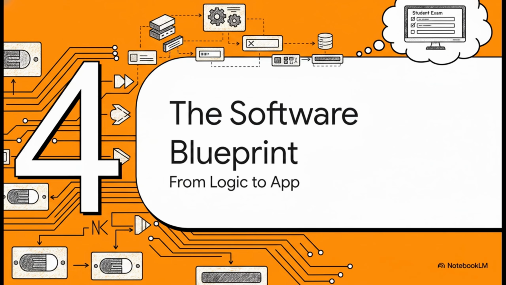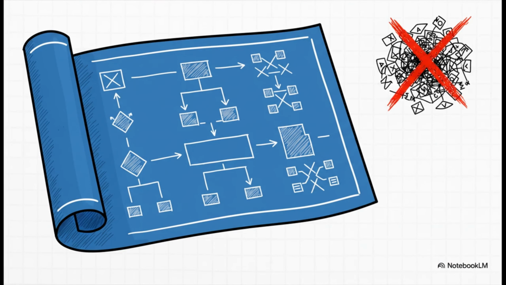All right, we've gone from the humble on and off switch to logic gates to powerful circuits. Let's zoom out one last time to see how we organize all this raw power into a finished app, like that exam system we started with. You can't just throw millions of logic gates in a pile and hope an app pops out. To build something useful, you need a blueprint, a recipe.